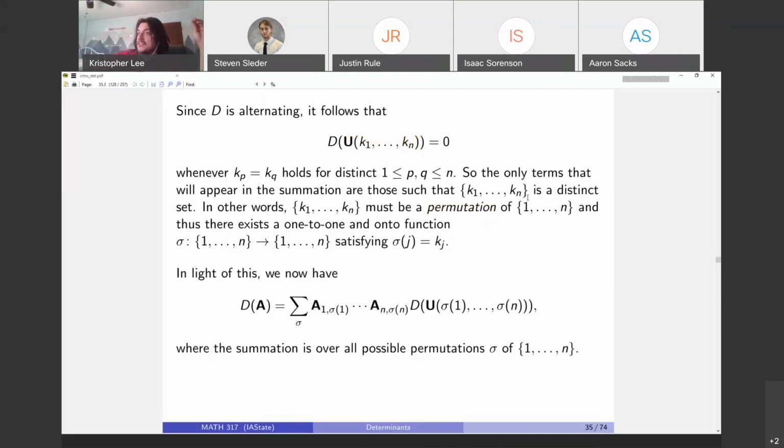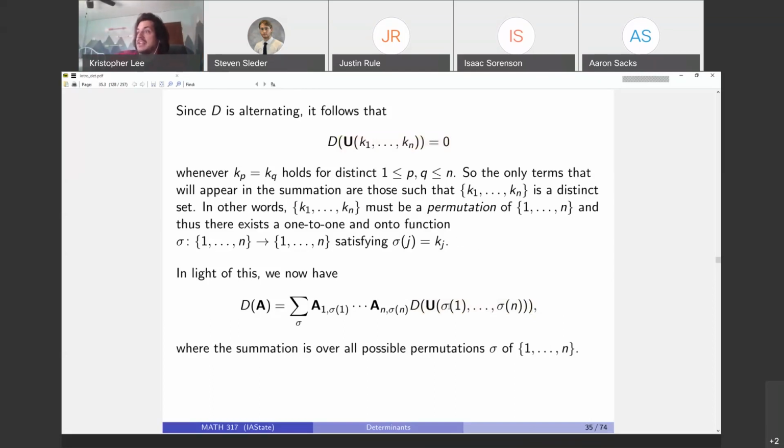Now, in light of that, the summation actually turns into this. So here we have our a sub 1 k1, a sub 2 k2, all the way down to a sub n kn. But the only k's that we care about are the ones where this is a distinct set, in other words, the ones that have a permutation associated with them. So the summation, instead of being over all possible combinations of natural numbers from 1 to n, is just over all of the possible permutations. The summation cleans up quite a bit because there are a bunch of terms we don't even need to consider, since we just have a whole bunch of zeros.